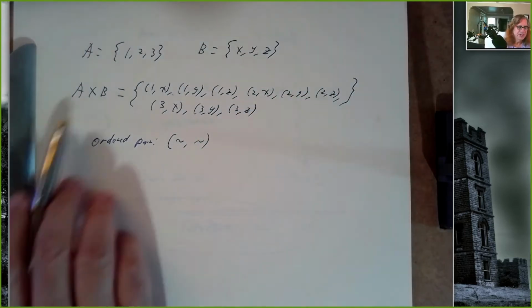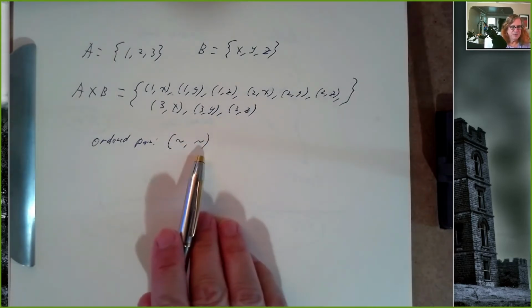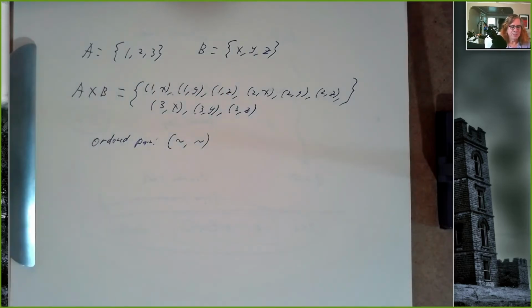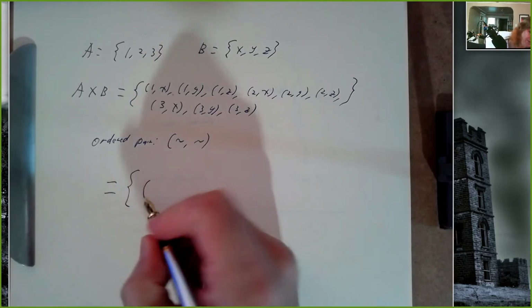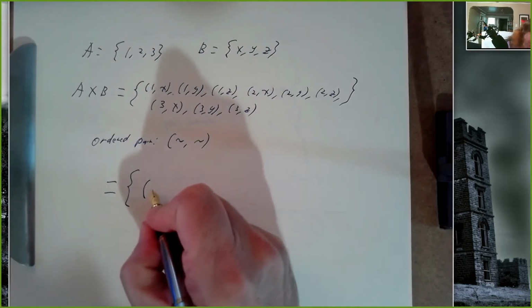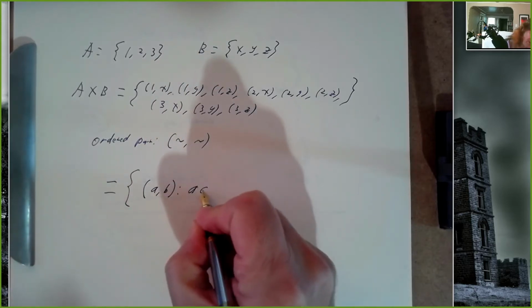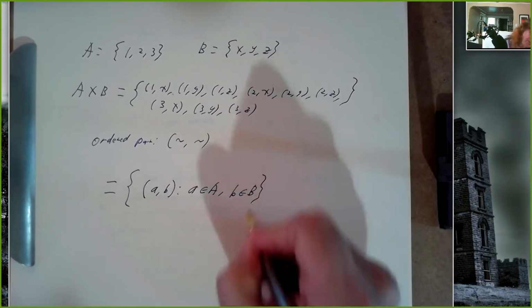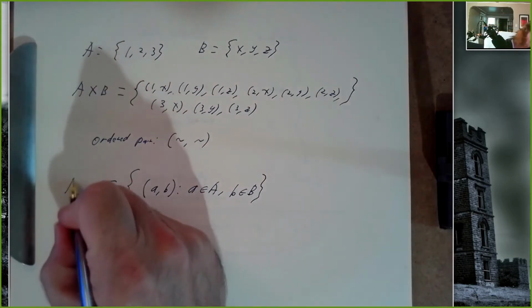So the Cartesian product of A and B is a set containing 9 things. Each of those 9 things is an ordered pair of 2 things, where the first thing comes from A and the second thing comes from B. And in one of our notations, we could say it's the set of all (a, b) such that a is an element of the set A, and b is an element of the set B. So that would be a definition of A cross B, or the Cartesian product of A and B.